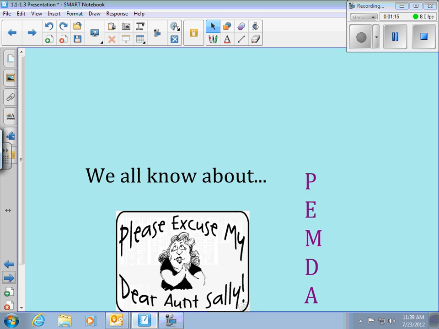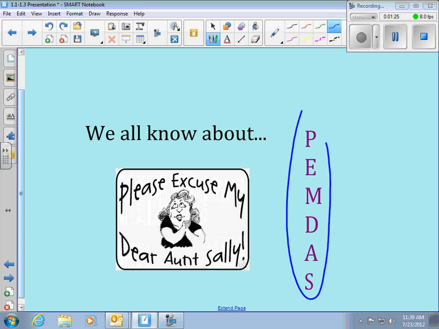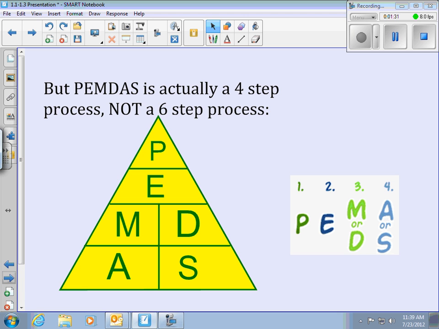You've heard about the expression, please excuse my dear Aunt Sally, for PEMDAS. This is what we use for PEMDAS right here, order of operations. We're going to look at it a little bit differently. We're going to use the pyramid because it's really not 6 steps, it's 4 steps.